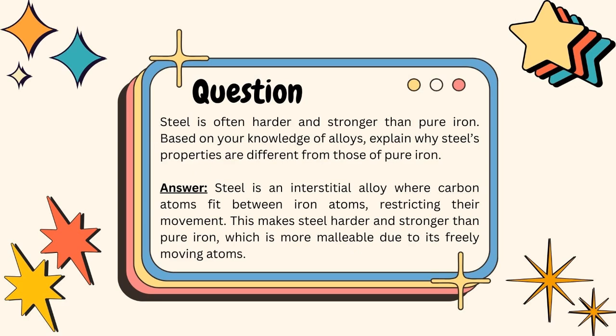Now, using what we've learned, let's do a quick practice question. Steel is often harder and stronger than pure iron. Based on your knowledge, explain why steel's properties are different from those of pure iron.